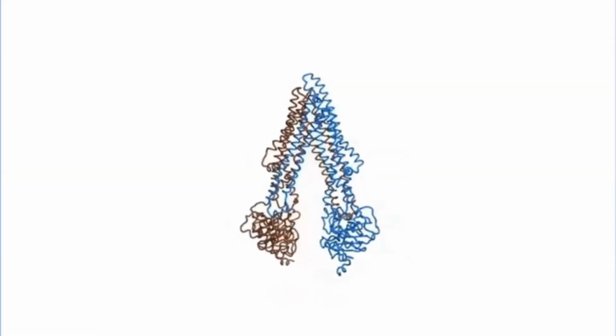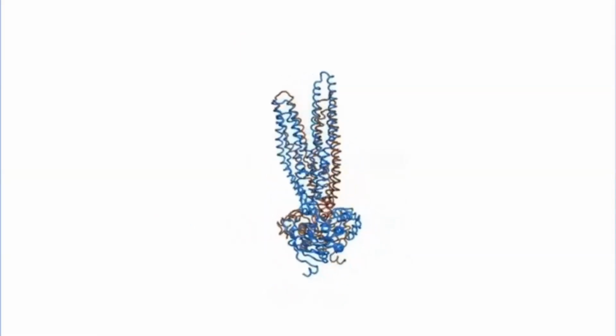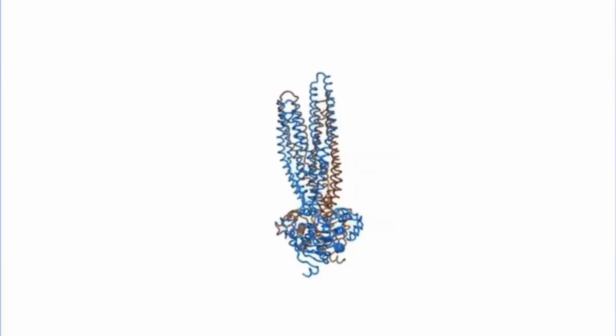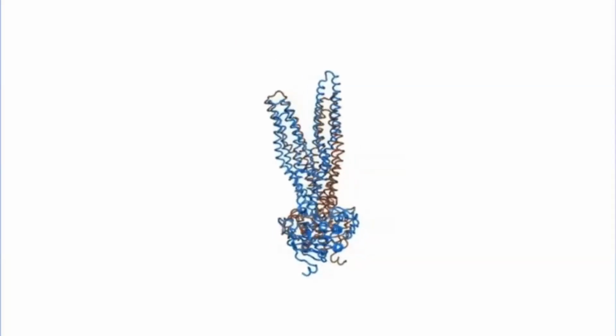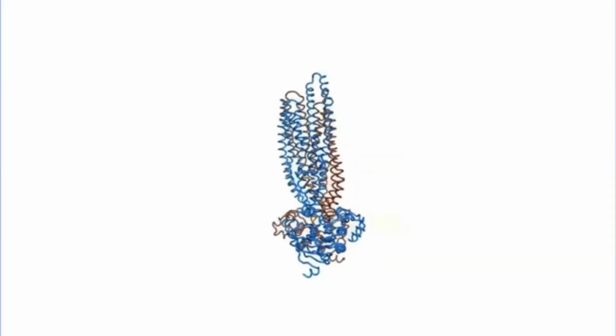Rotating the structure 90 degrees in the same plane, we can observe the pumping action and the opening and closing of the cytosolic and extracellular ends of the pump. In a third view, we observe the pump through its channel, looking down from the extracellular side.